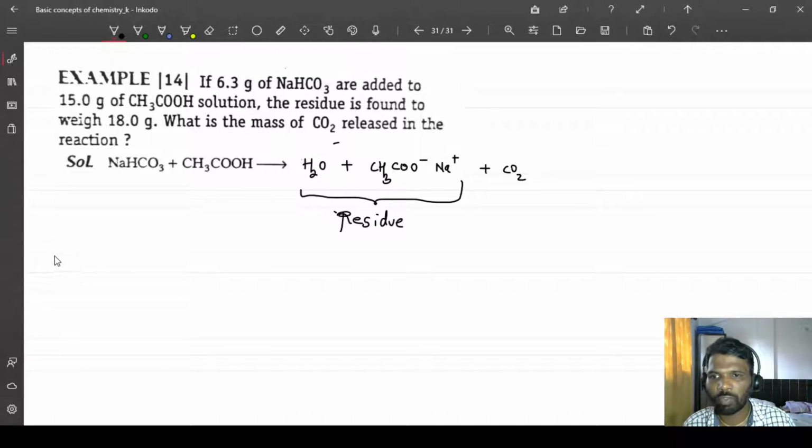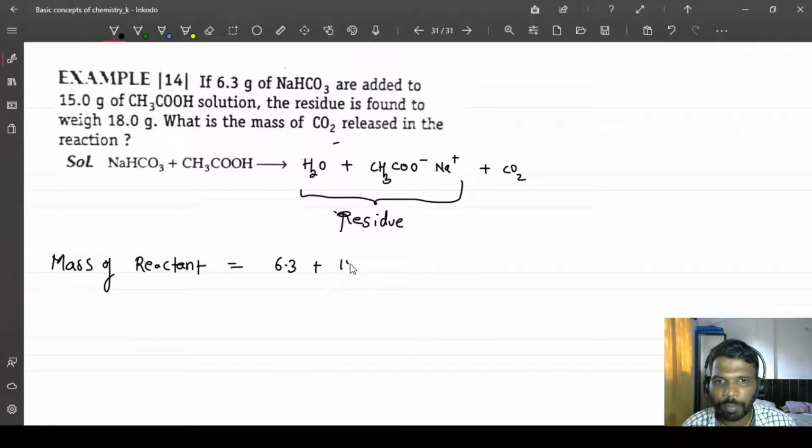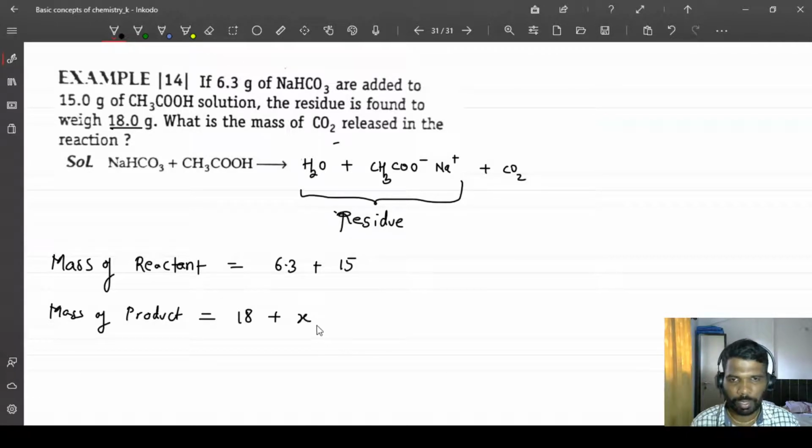So here the mass of the reactant is equal to 6.3 gram of NaHCO3 plus 15 gram, right? What is mass of the product? Mass of product is mass of residue, right? This is the mass of the residue which is given to be 18 grams, right? 18 plus the mass of carbon dioxide, that is what I need to find. I'll put this equal to x.